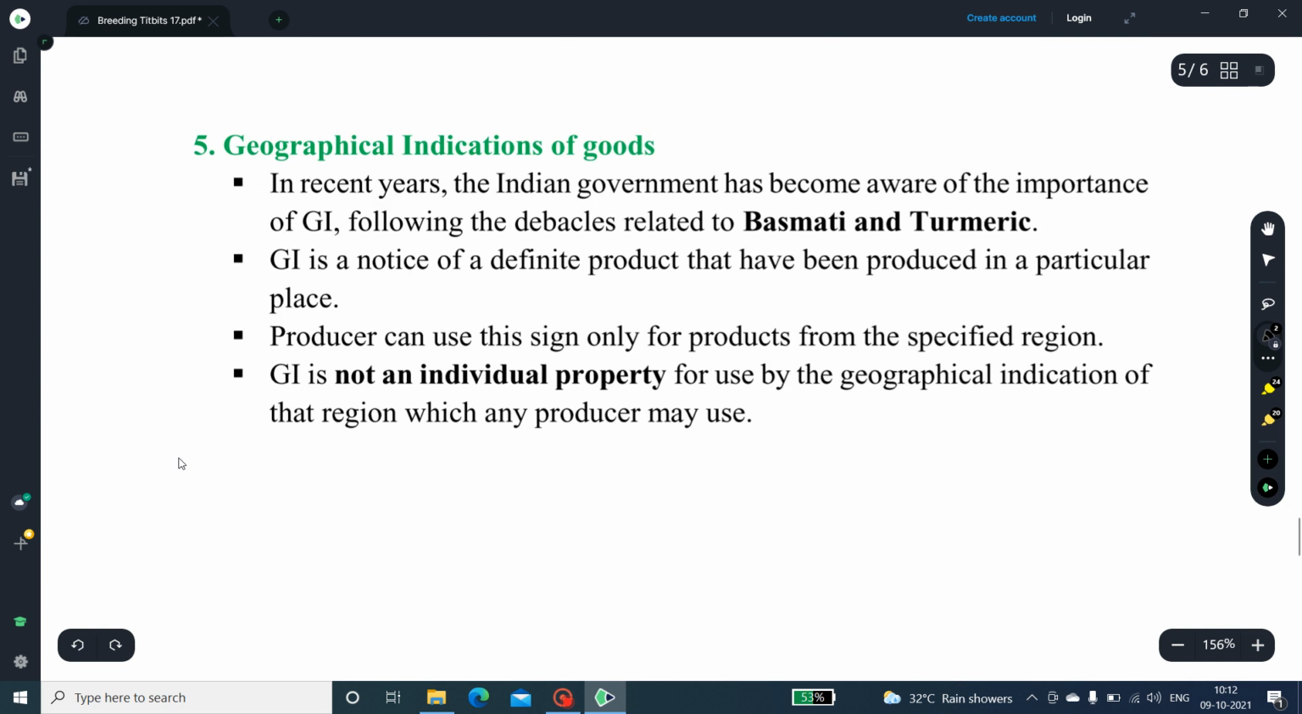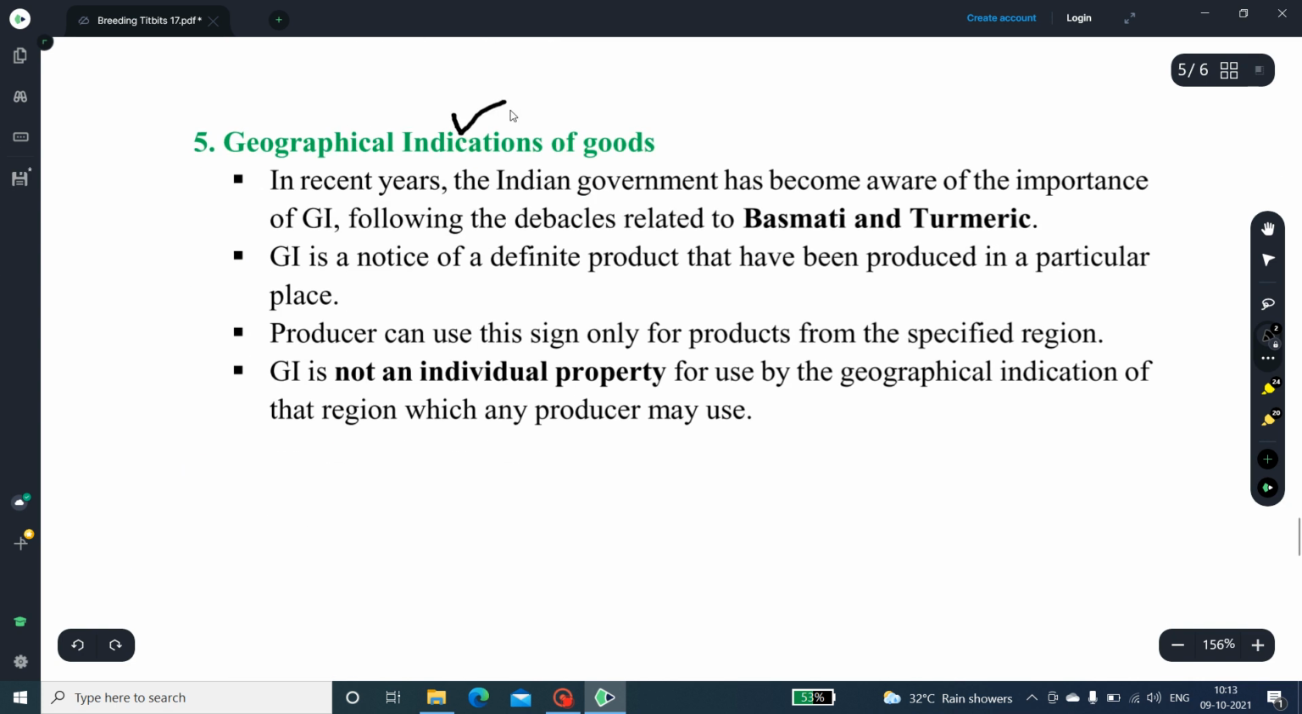And the fifth one is the geographical indications of goods. In recent years, the Indian government has become aware of the importance of geographical indication following the debacles related to basmati and turmeric. A geographical indication is a sign of a definite product that has been produced in a particular place. Producers can use this sign only for products from the specified region. So the geographical indication is not an individual property, but can be used by any producer of that region.